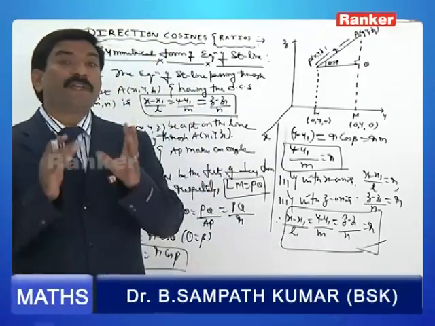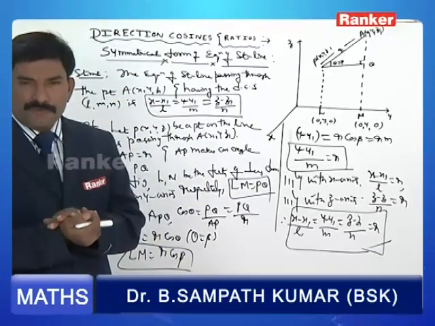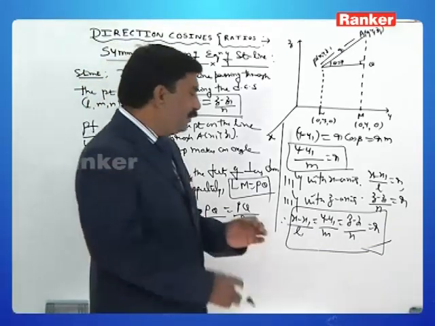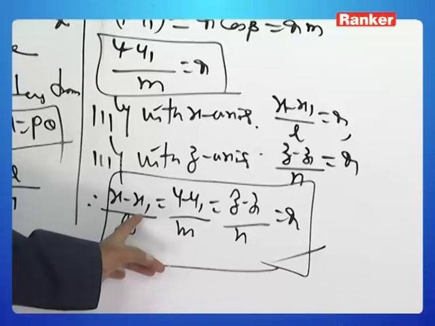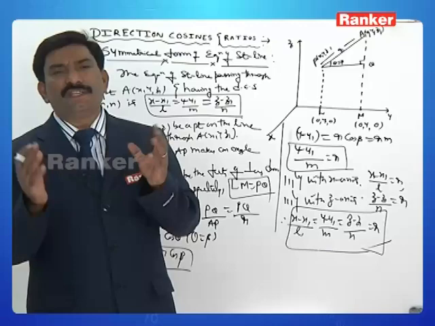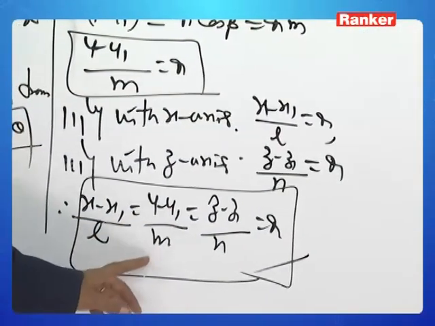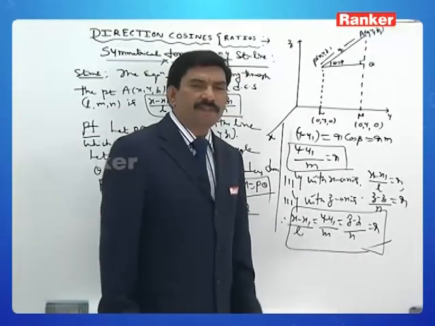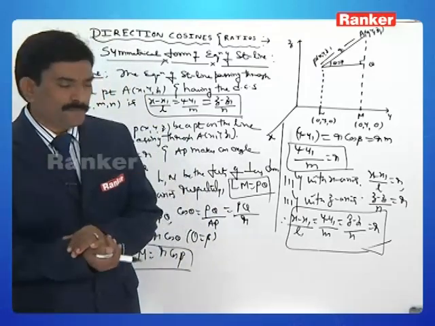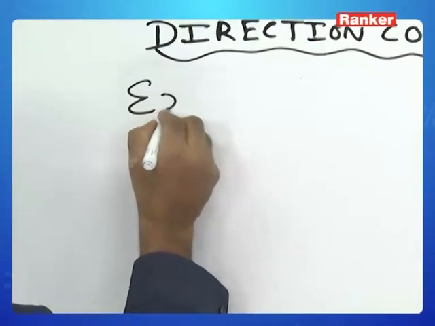Look, instead of direction cosines, they may give direction ratios. What are they? A, B, C. In that case, you can write the equation of the straight line passing through the point x1, y1, z1 as x minus x1 by A, y minus y1 by B, z minus z1 by C is equal to R. Let us see an example.